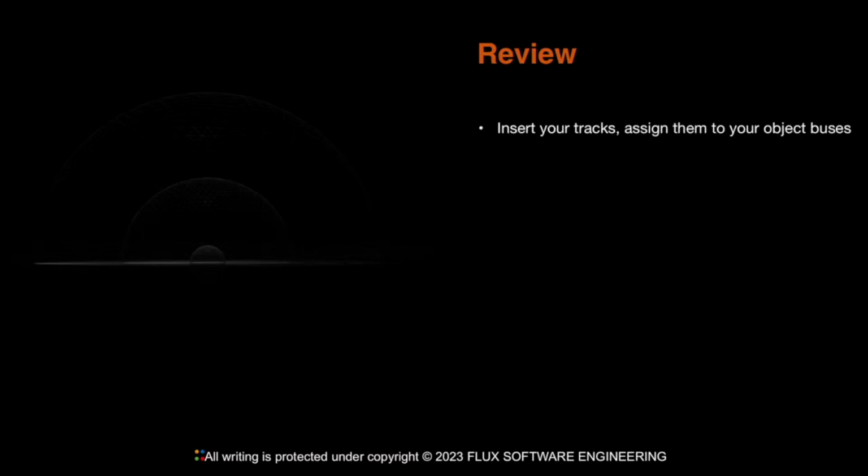In review of what we've discussed briefly, right, you insert your tracks and you assign them to your object buses. This is what we did, 6 mono tracks, assign them to mono object 1, 2, 3, 4, 5, 6, that's it, mono, stereo, that's it.